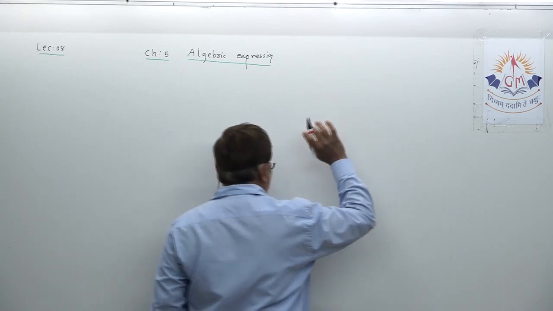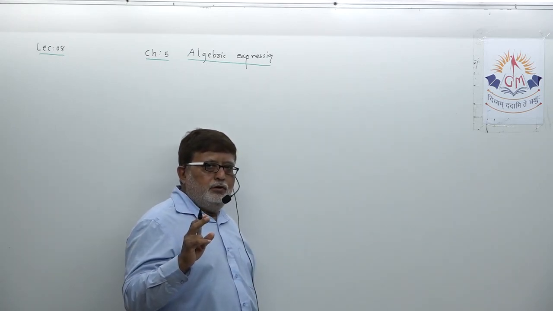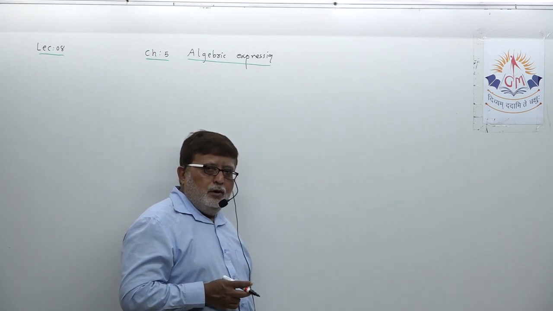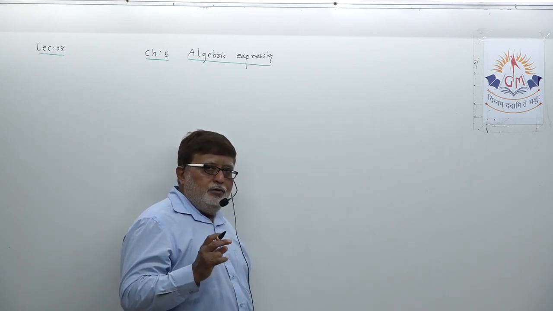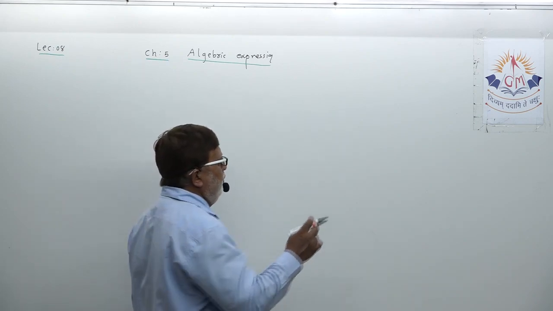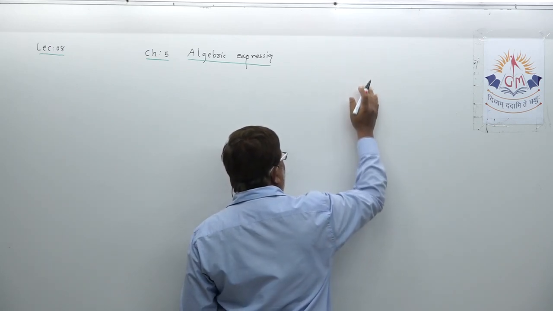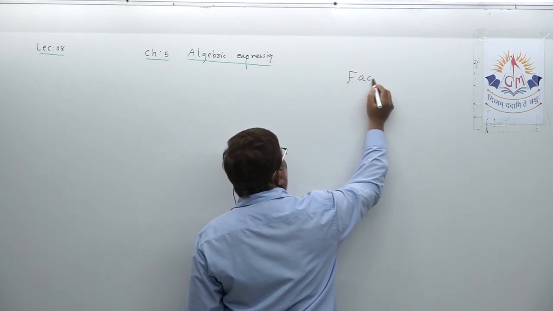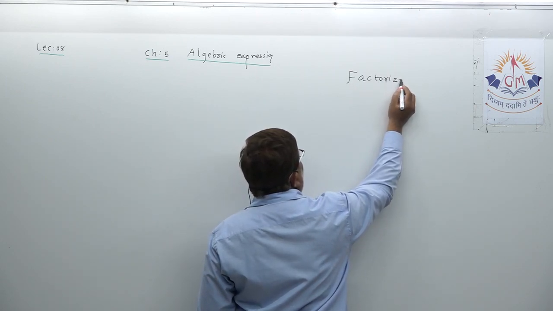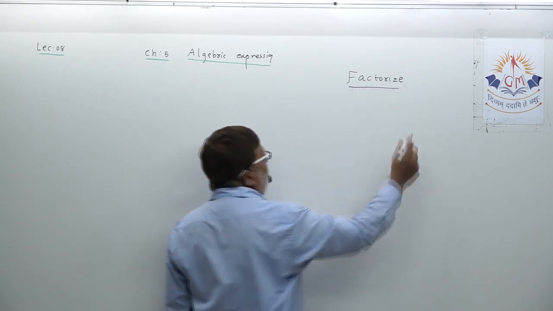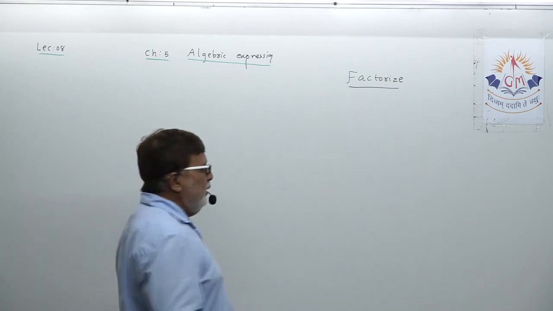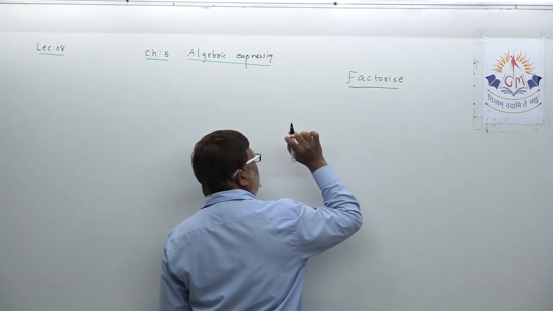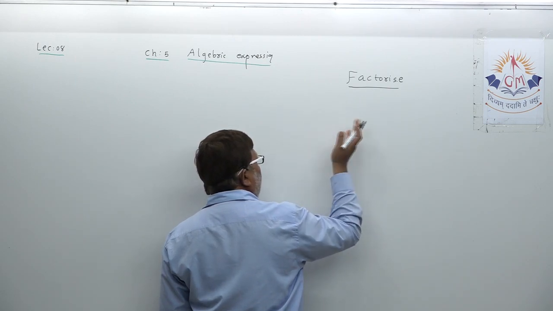Dear students, till now in lectures number 6 and 7, we have used the words expand or simplify, but you need to concentrate on the word expand. When we use the word expand, we write the identity. Now I am using a completely different word, factorize. When I write factorize, you have to remember both identities in reverse order.